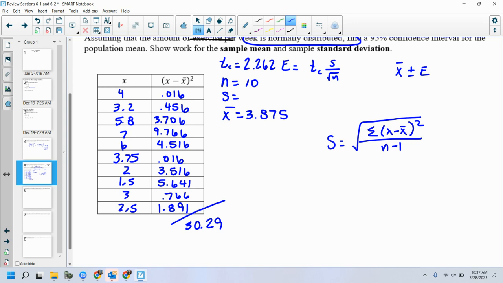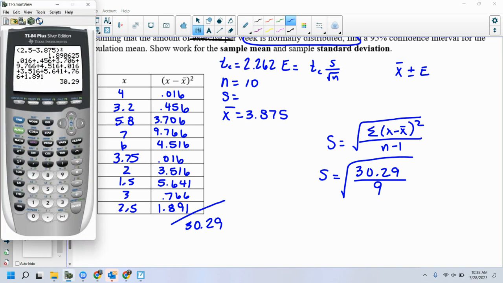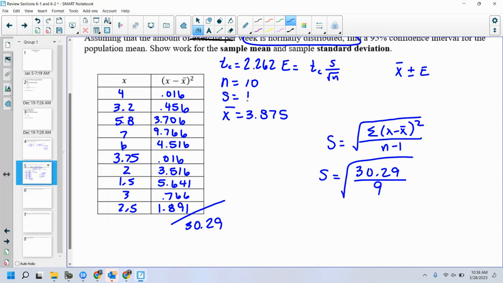So S is equivalent to 30.29 divided by 9. And I'm going to take the square root of that. I'm going to divide by 9, and I'm going to square root it. Okay, so for us rounding differently, I got my S to be 1. I'll go nearest hundredth now. 1.83. What did you guys get?